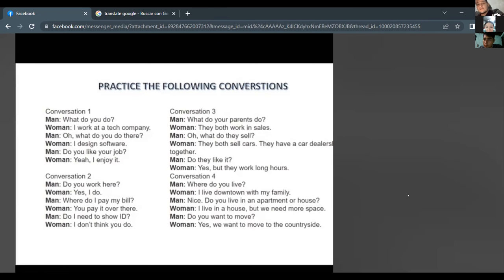Si gustas, Luis, hacer la primera conversación, esa que me equivoqué. Es la conversación 1, para que la practiquemos todas.